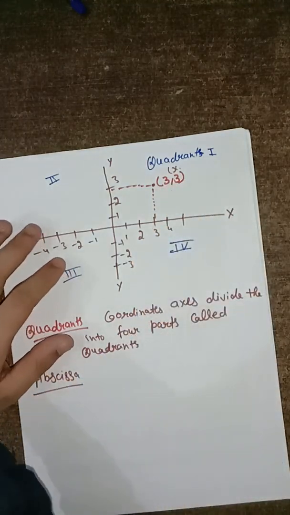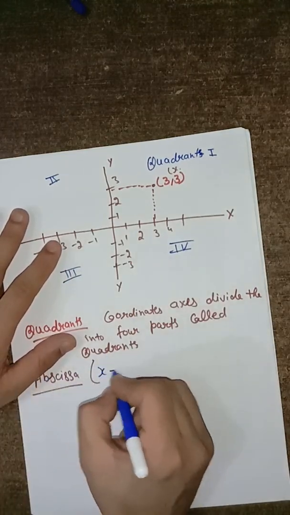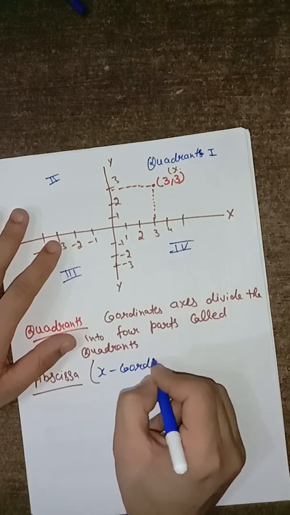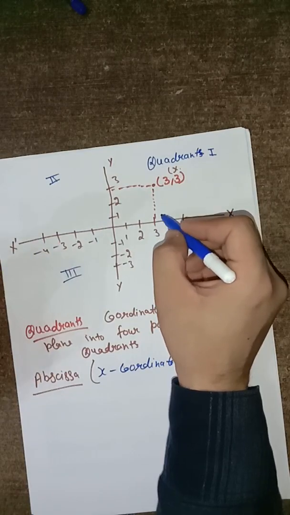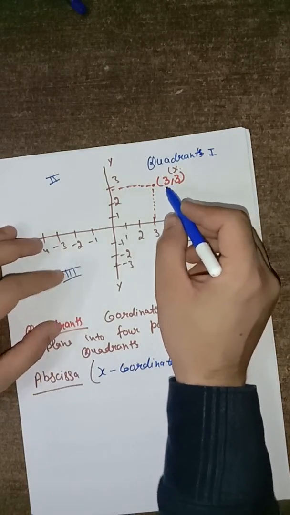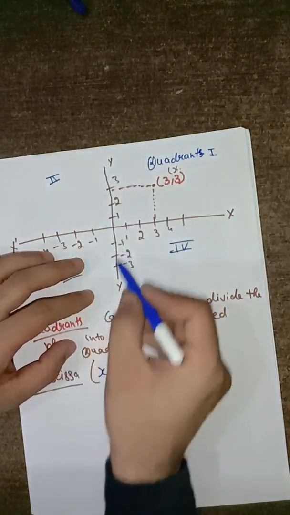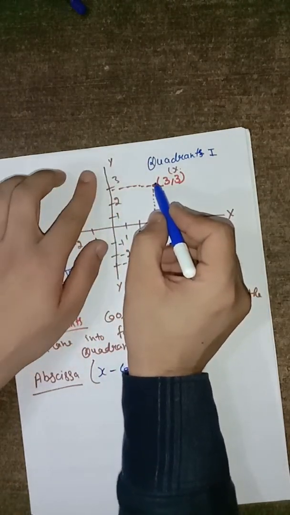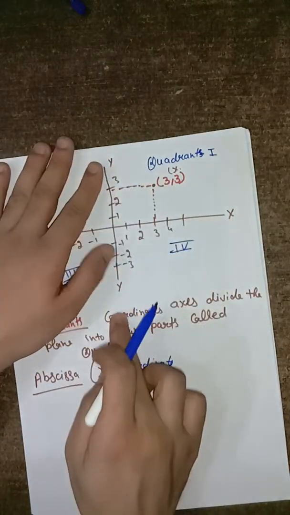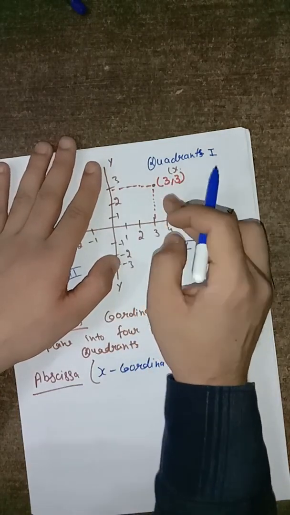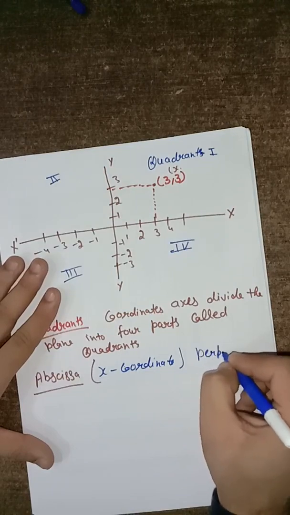Now abscissa is x coordinate. Here abscissa means x coordinate is 3. How can we find this 3? This is the perpendicular distance of the point from y-axis. The perpendicular distance of a point from this y-axis gives abscissa, means it gives x coordinate.